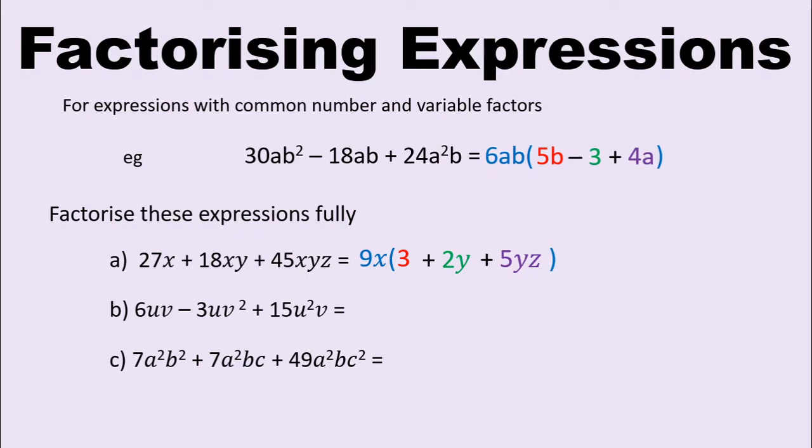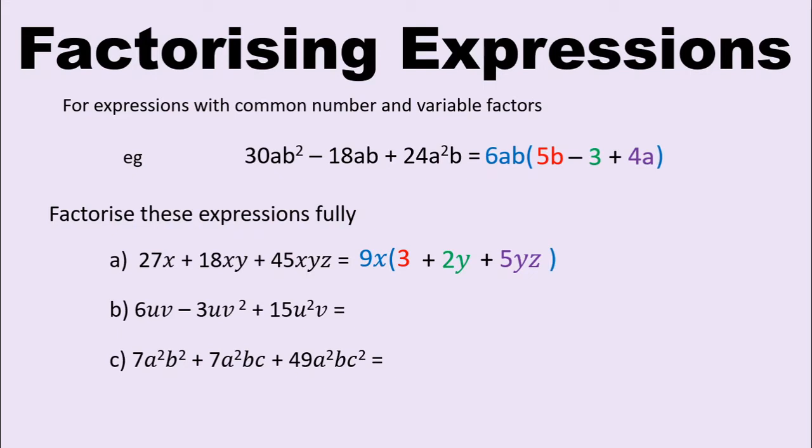On to B. Again, look at all three terms. Look at the numbers. What would a common factor of 6, 3, and 15 be? They can all divide by 3, so my highest common factor is 3, but also look at the letters. uv, uv squared, u squared v.